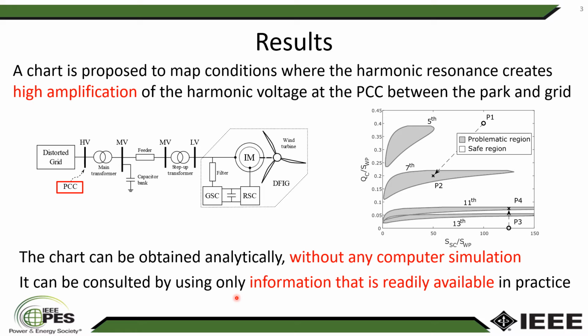And the other important point of this graphic is that it is based on information that is available in practice, such as the wind park capacity, the amount of reactive power compensation with the shunt capacitor that is connected in the wind park, and also the short circuit level of the background grid. So this type of information is readily available, and it's therefore easy for the engineer to obtain the chart analytically and also to consult the chart using only information that is available.